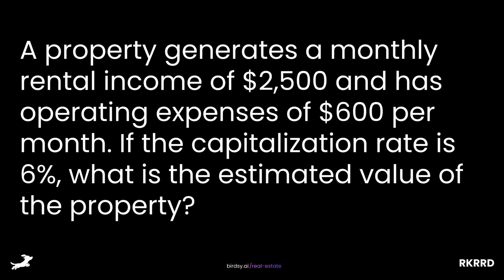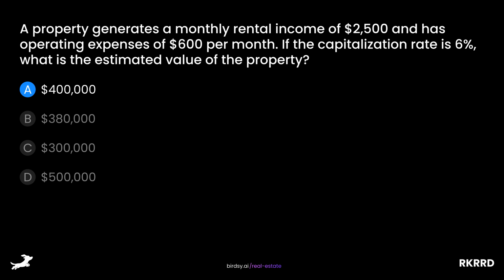A property generates a monthly rental income of $2,500 and has operating expenses of $600 per month. If the capitalization rate is 6%, what is the estimated value of the property? Is it A, $400,000, B, $380,000, C, $300,000, or D, $500,000?